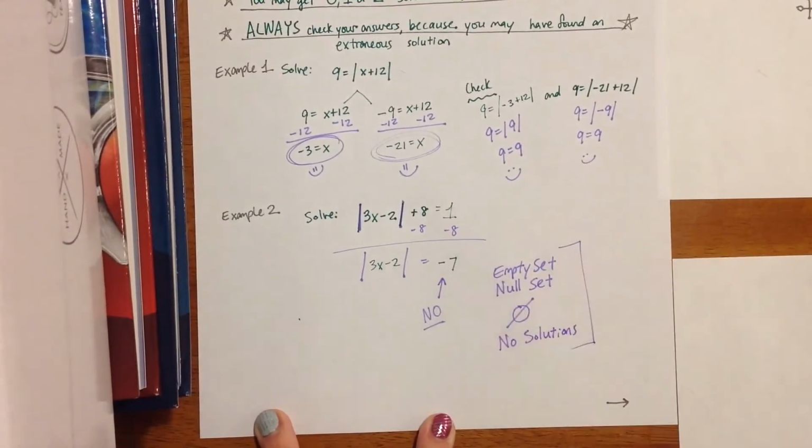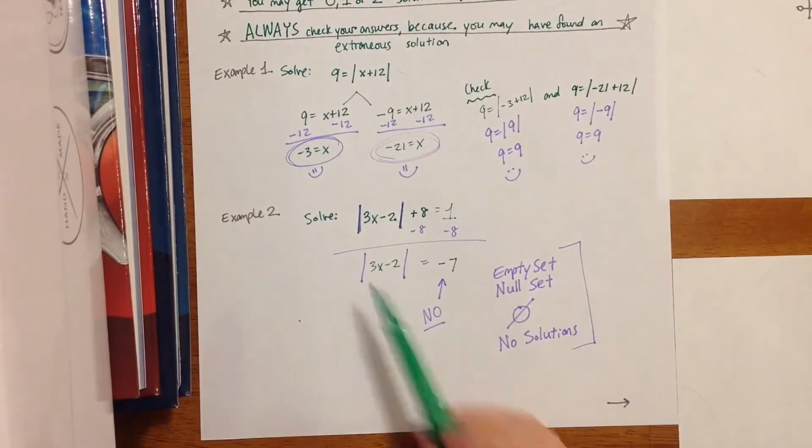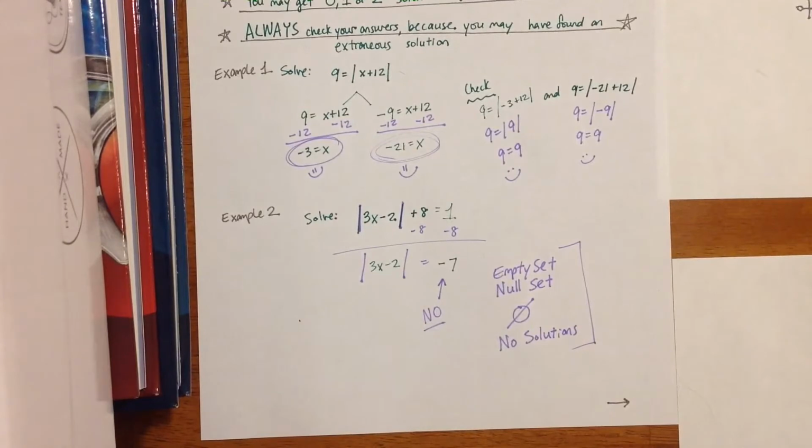So I will accept any of those answers on a quiz, on a test, homework, all that good stuff. So just be aware of that. My absolute value bars have to equal a positive thing to actually be solved. Let's go for one more example.